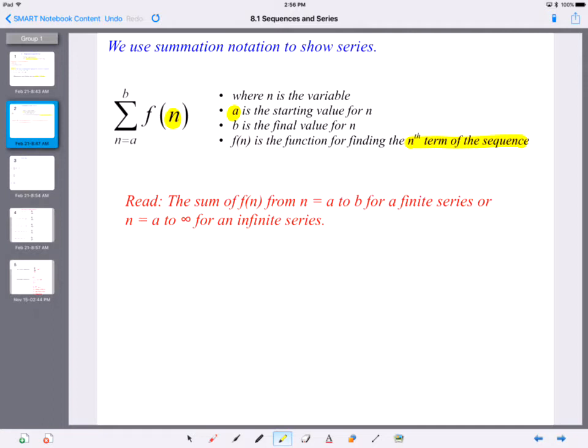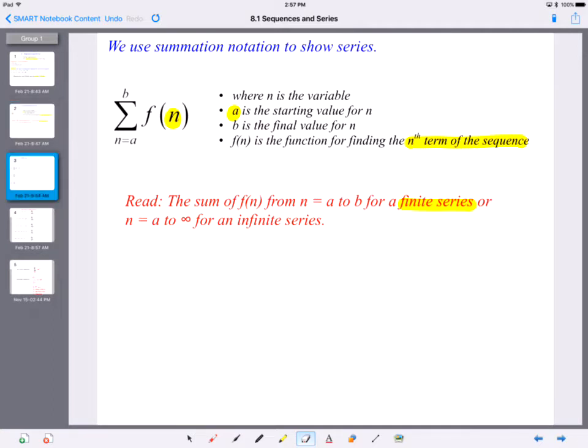The way this is read is the sum of f of n from n equals a to b, and that's how we read it when we're talking about a finite series. If it goes to infinity, we'll read it the same way, the sum of f of n from n equals a to infinity for an infinite series. So this can go on forever, and we'll be able to add those numbers up, and that actually gets us back into limits on the next one, for those that go to infinity.